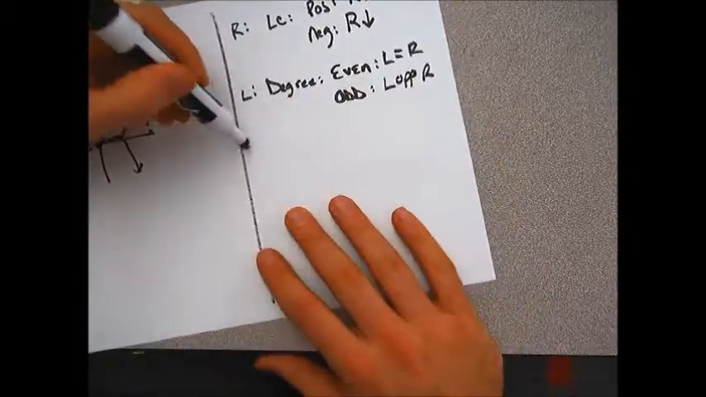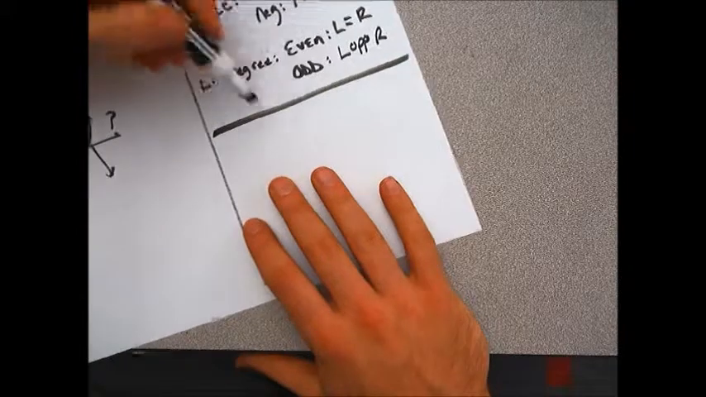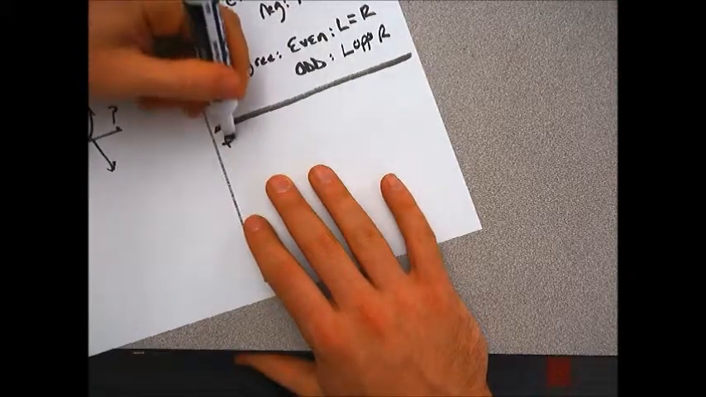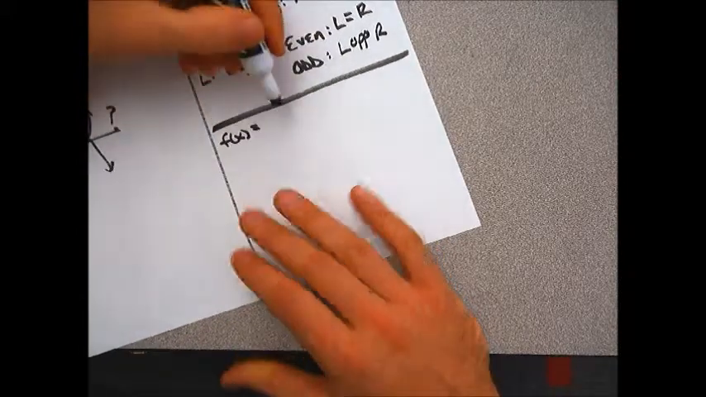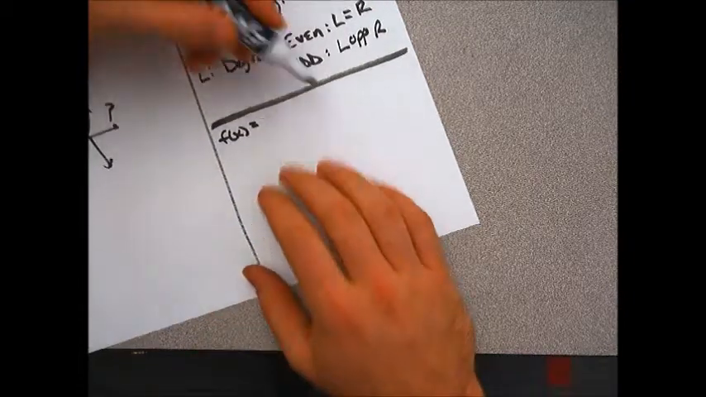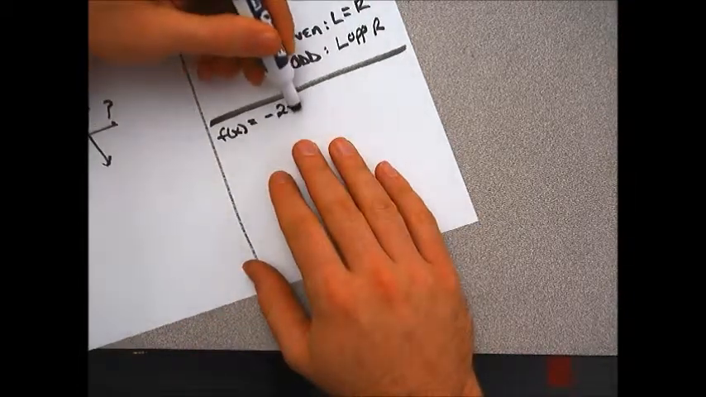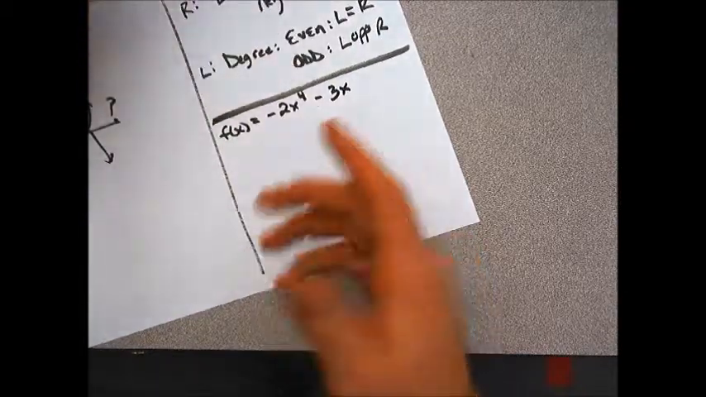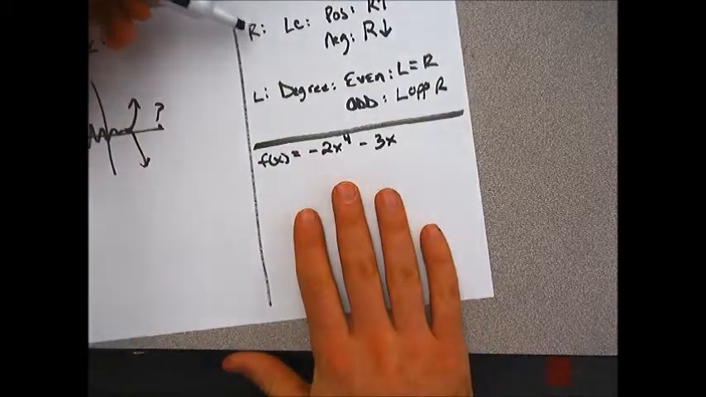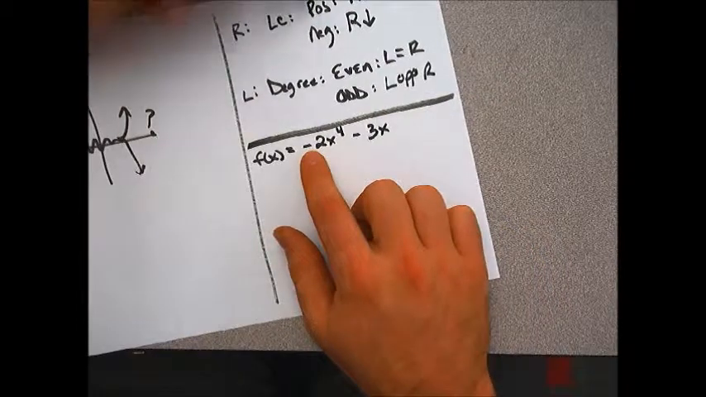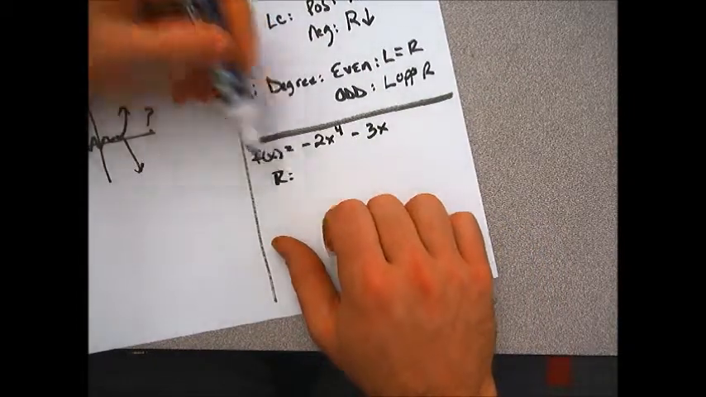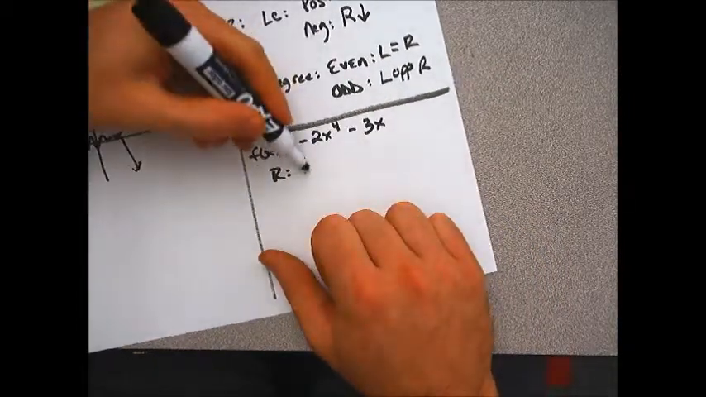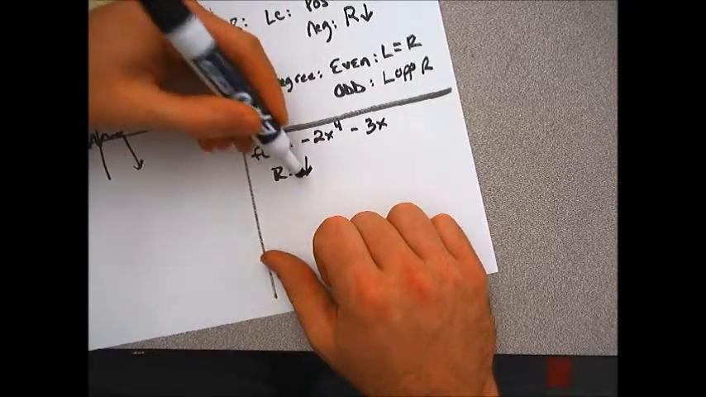So the numbers, even and odd, they can kind of direct you in what you're doing here. So if we wanted to try an example here, let's say we had f of x is equal to negative 2x to the 4th minus 3x. First thing I want to do, I want to find the right. So I look at the leading coefficient. Is it positive or negative? And in this case, the leading coefficient is negative. That tells me that the right is going down.